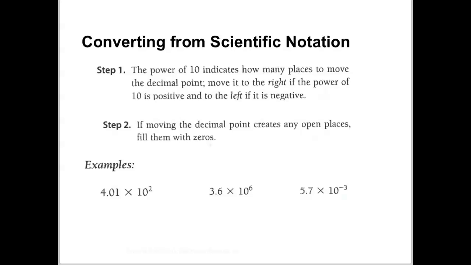If moving the decimal creates any open places, then you fill those places with zeros. So if I'm doing 4.01 times 10 to the second, I would move that 1, 2 to the right, so that's 401. Versus 3.6 times 10 to the 6, I have to move the decimal 6 places. So 1, 2, 3, 4, 5, 6. Those open places get filled with zeros. All right, and this is 3,600,000.